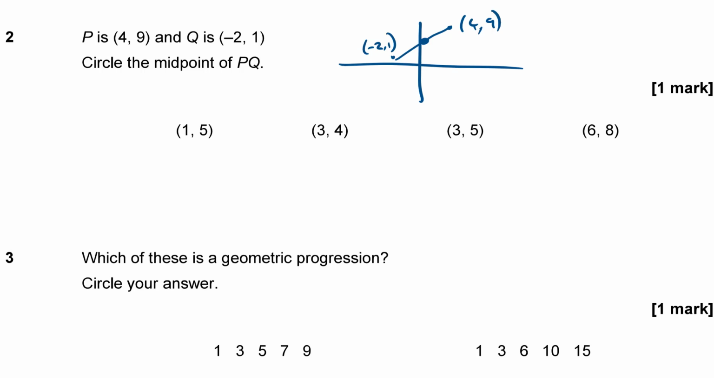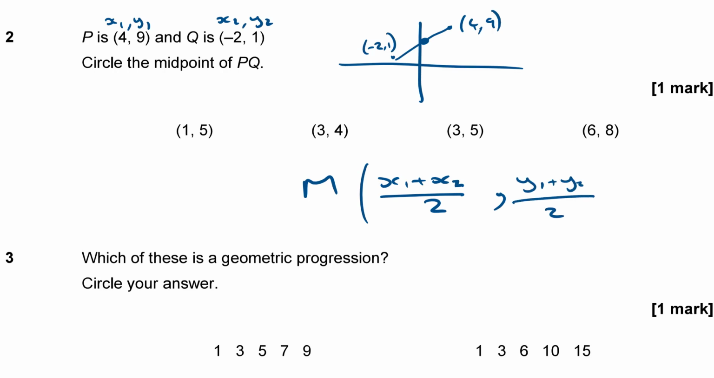Now there is a formula for finding the midpoint. If this is (x1, y1), and this is (x2, y2), then my midpoint is going to be my 2 x coordinates added together, divided by 2, and my 2 y coordinates added together, divided by 2. So in this case, that is equal to 4 plus negative 2 over 2, and 9 plus 1 over 2. It's basically you're averaging the 2 out, aren't you?